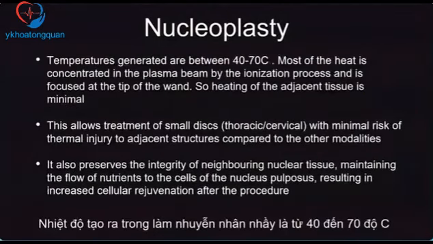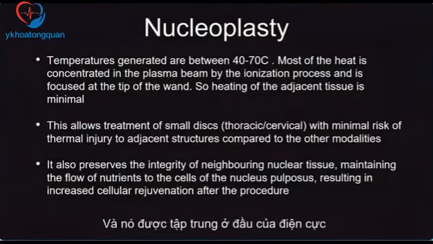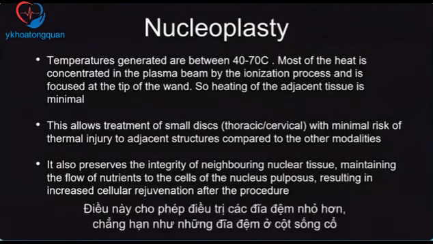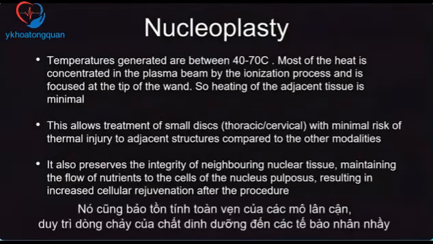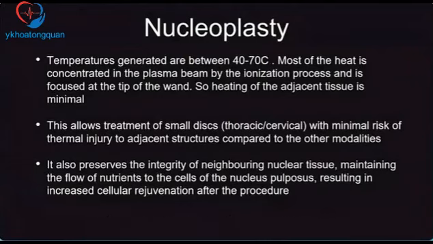Temperatures generated during nucleoplasty are between 40 to 70 degrees Celsius. Most of the heat is concentrated in the plasma beam by the ionization process and is focused therefore at the tip of the wand, so heating of the adjacent tissue is minimal. This allows treatment of smaller discs, such as those at the cervical level, with minimal risk of thermal injury to adjacent vital structures compared to other modalities. It also preserves the integrity of the neighboring nuclear tissue, maintaining the flow of nutrients to the cells of the nucleus pulposus, resulting in increased cellular rejuvenation after the procedure.